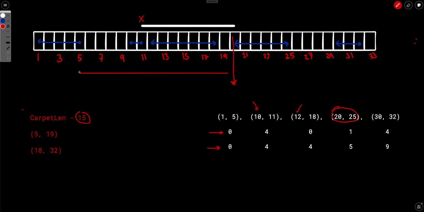Now we find out which is the range nearest to this location from the starting side. So this is the 1 to 5 range, right? This one is the nearest to this location. Now we have to find out how many cells are uncovered. So the total number of cells uncovered before this, minus the total number of cells uncovered before this, will give us the total number of uncovered cells in this given range, right?